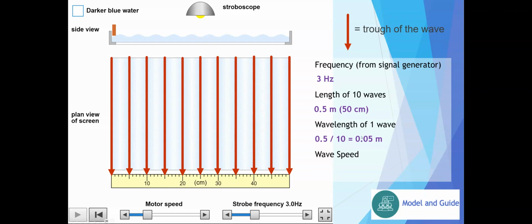Now we know frequency and we know wavelength. We can times them together to get wave speed. And remember, you will get that equation to work out wave speed on your equation sheet. Now you just keep doing this for different frequencies.